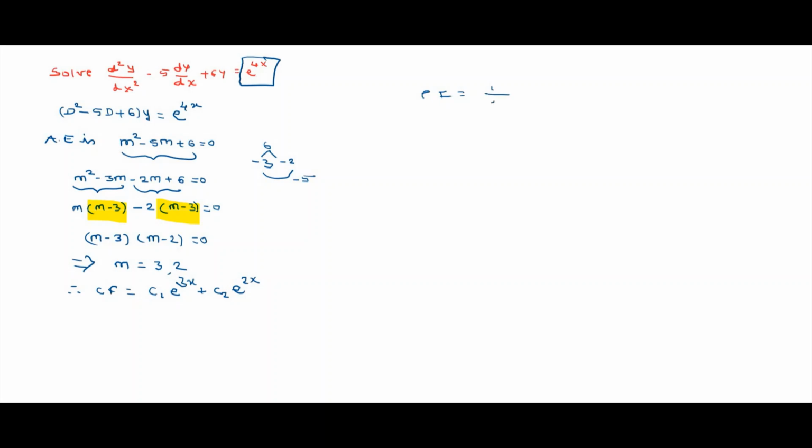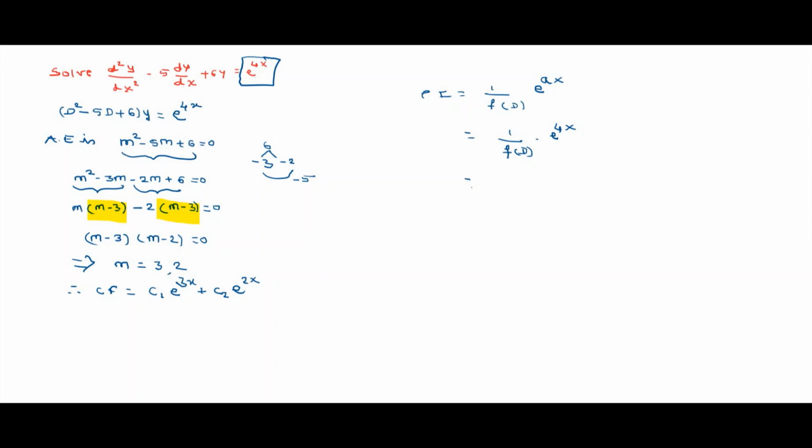That is 1 divided by f of d into e raised to ax. This is the particular integral formula. So here I will write 1 divided by f of d into e raised to 4x. The exponential is e raised to 4x.